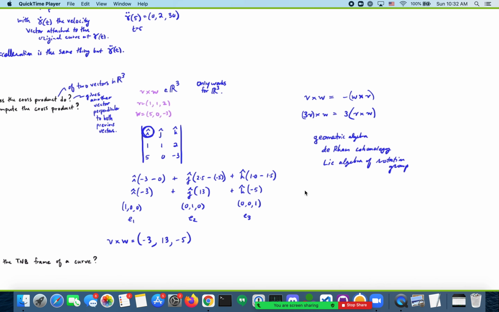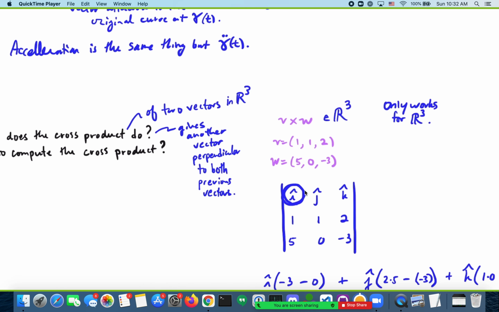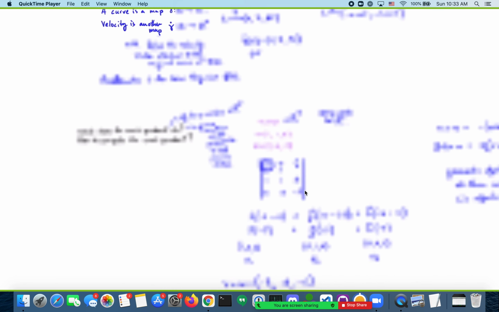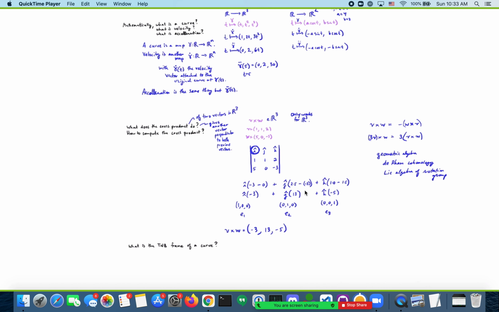I'm just going to say it's a convenient way to get another vector that is perpendicular to two previous vectors. And that's sort of it. That's all I think you should know. I don't think you should worry about anything else until a different time in your life. Okay, great.